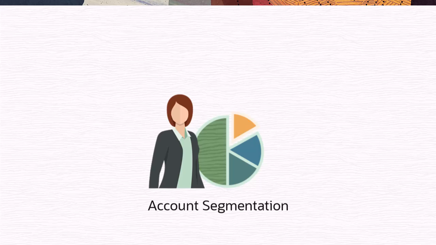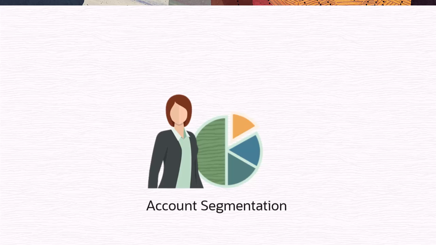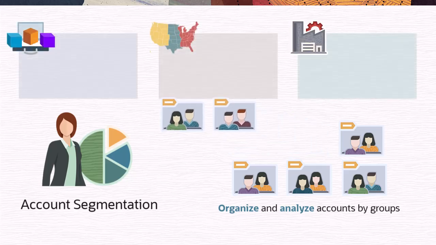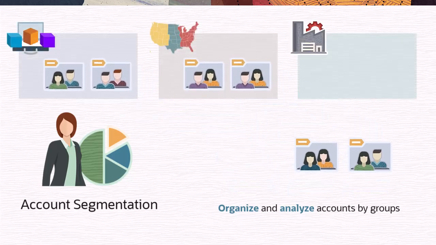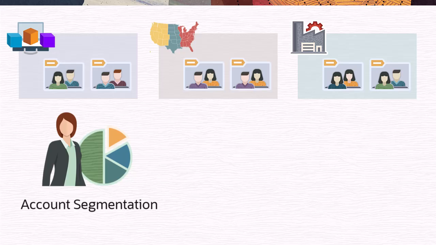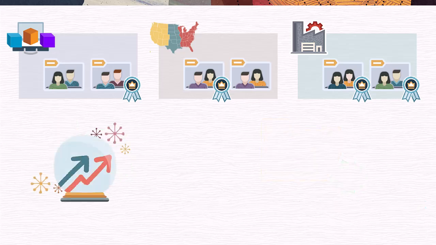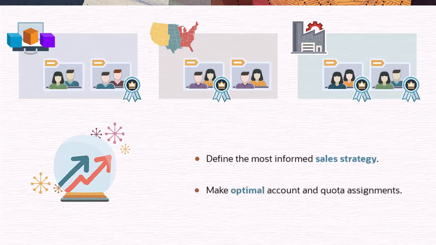Account segmentation in Oracle Sales Planning enables you to organize and analyze your accounts by groups such as product, geography, and industry, helping you focus on the most valuable relationships with those with high opportunity potential. These insights help you define the most informed sales strategy and make optimal account and quota assignments.